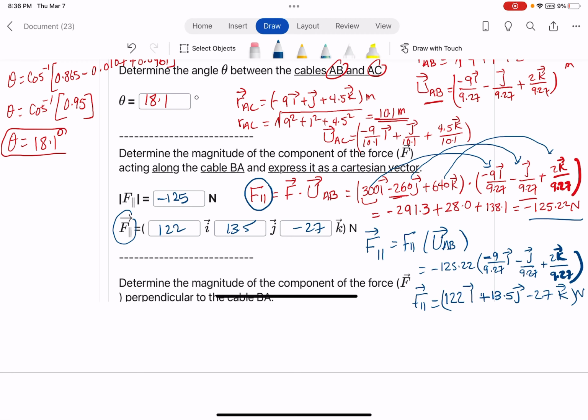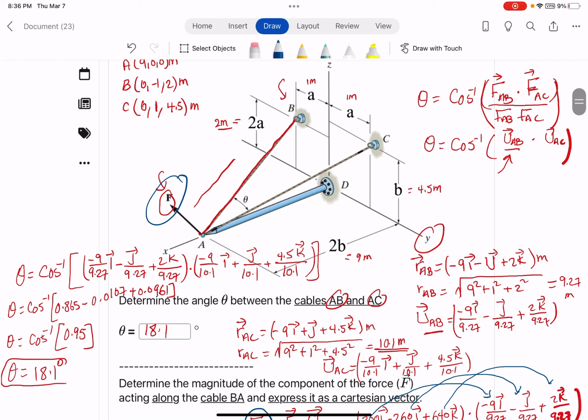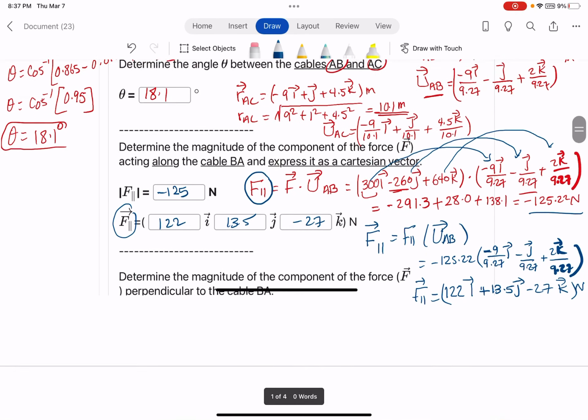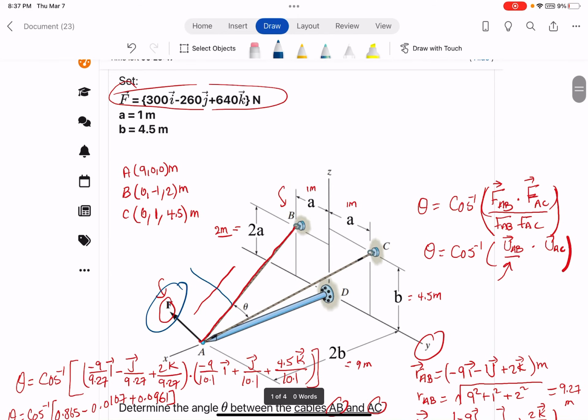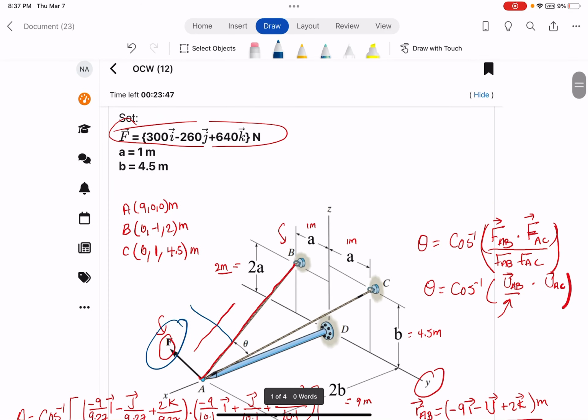Now, the last one is to find the same force, but this time not parallel, but perpendicular to the cable AB. Okay, so now we will do the same thing, but let's find out only the magnitude. If you look at the equation of the force perpendicular, of course he wanted it in magnitude format, so the force perpendicular to the cable AB is the square root of the actual magnitude square minus the magnitude parallel to that cable square. So the magnitude of that force, we did not find it, so let's find the magnitude here.